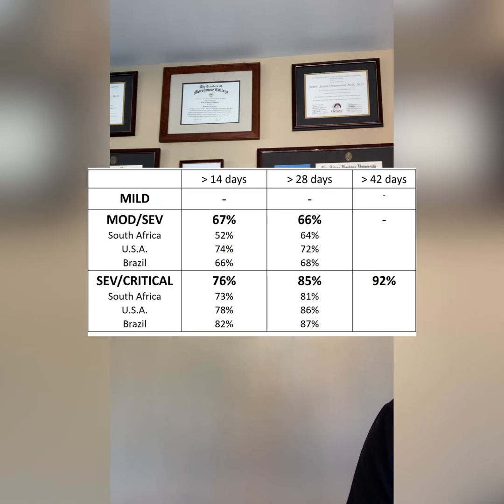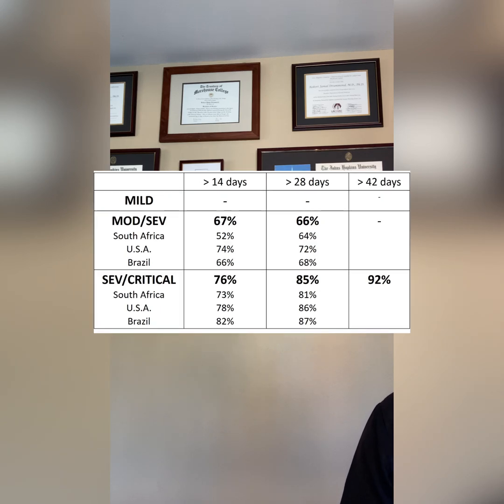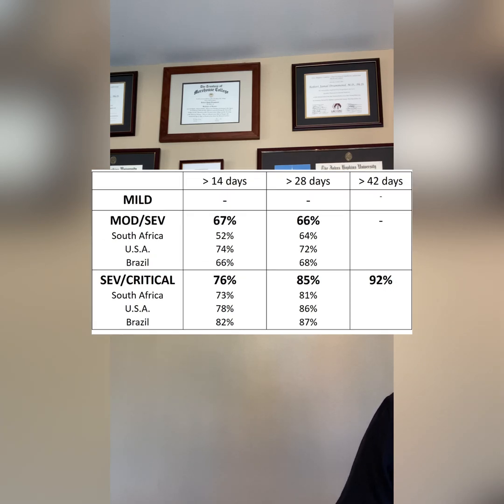So severe critical, how well did this vaccine protect against severe critical COVID-19? Overall, 76% efficacious at preventing severe critical COVID-19 after 14 days, 85% after 28 days. And then you look at South Africa, you can break it down: South Africa, USA, Brazil. So that's why you're hearing all of these numbers and all of these different percentages.